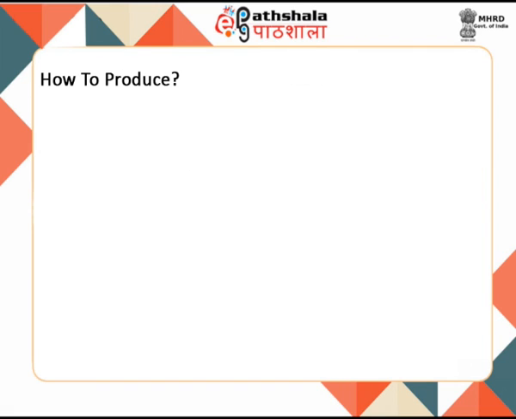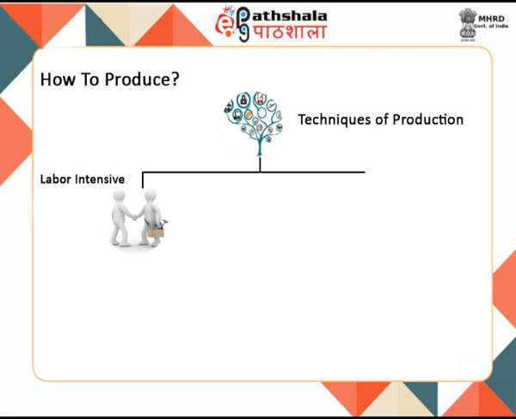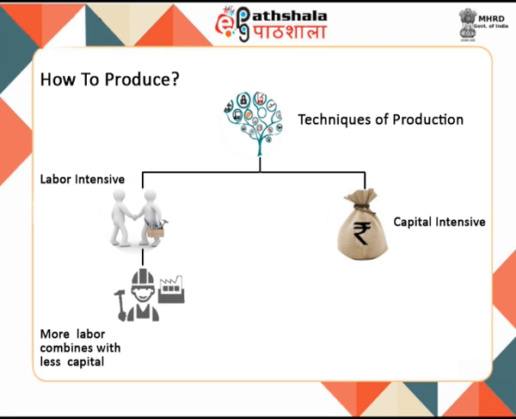How to produce? Goods can be produced by certain techniques: labor intensive technique and capital intensive technique. The firm needs to opt for the best method of production. Labor intensive technique refers to the one in which more of labor combines with less of capital for the production of goods and services. Capital intensive technique is one in which more of machinery like forklifts, assembly belts, computers, etc., are used to combine with less of labor to produce goods and services.